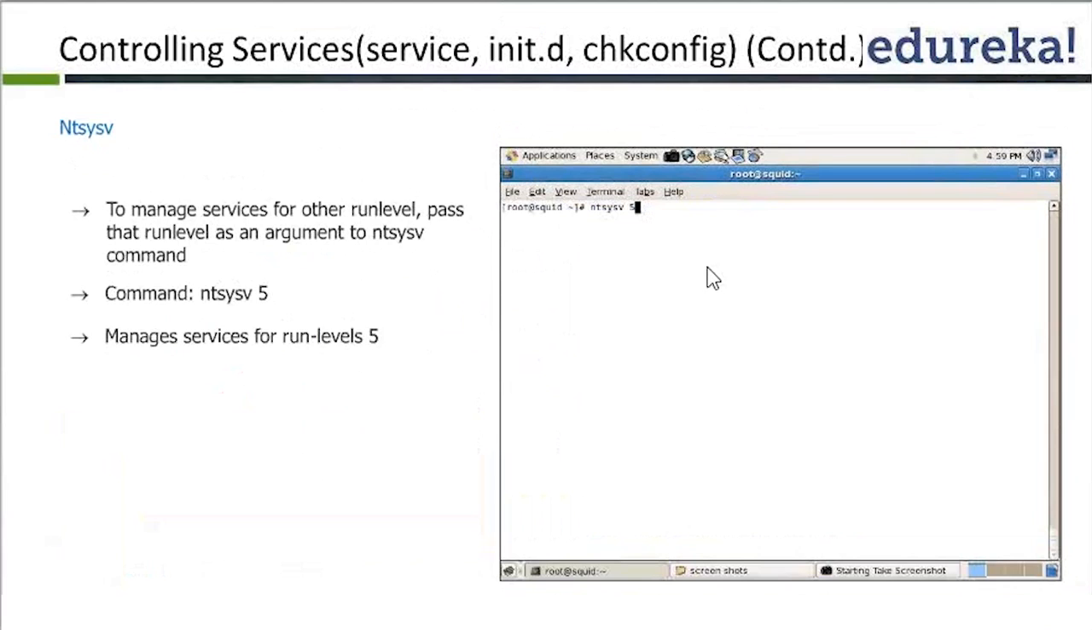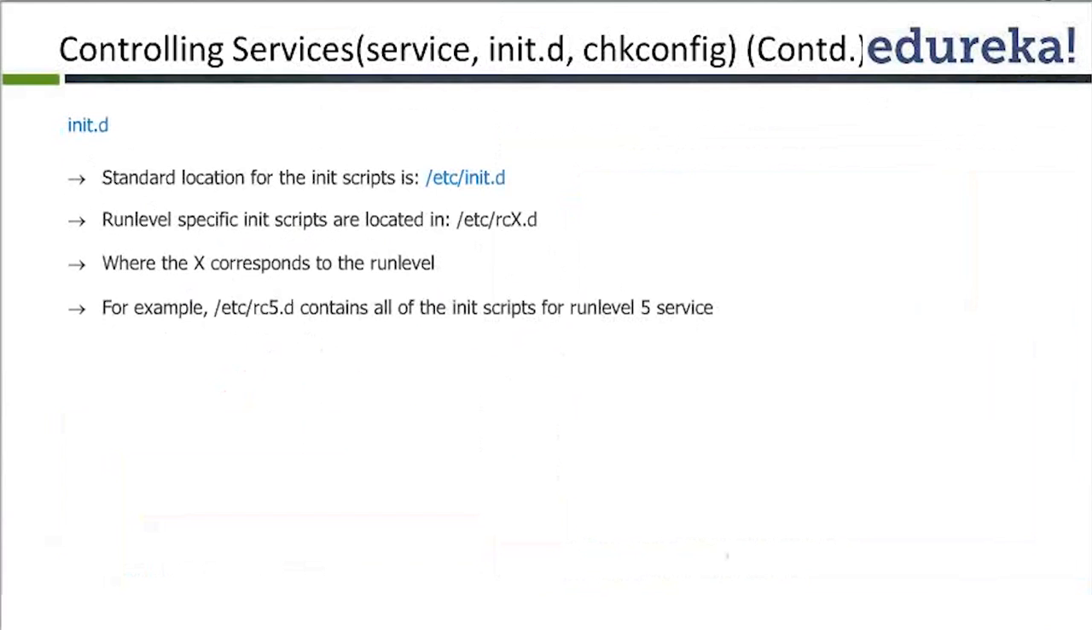It's pretty easy. Or if you want to modify the services that belong to other run levels, you can simply provide it as an argument. Then what it does is it will pull all the services that are pointing to other run levels. Then you can even modify the services for other run levels as well. Modification in the sense you can simply enable or disable the service. Okay. So this is the graphical way of doing things.